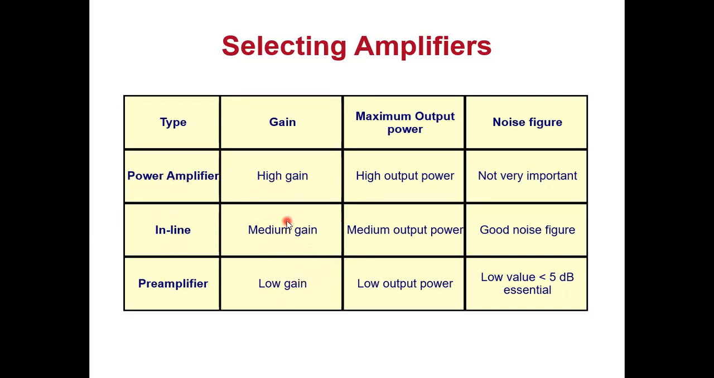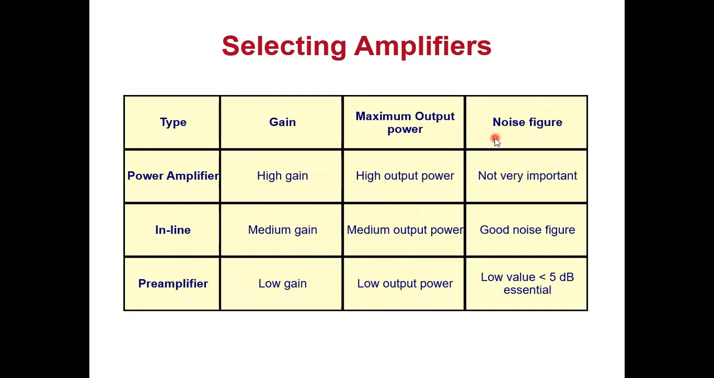So this was about the gain. Then if I talk in terms of maximum power output, since the gain is high in the power amplifier, the output power is high. If you want medium output power, you will go with an inline amplifier. If you want low output power, you go for a pre-amplifier.